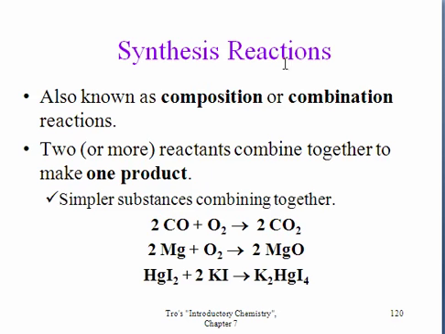So here are examples of some synthesis reactions. When we have carbon monoxide and oxygen reacting to form carbon dioxide, two substances forming one. This would also be a redox reaction, but according to what we've looked at, this would also fall into synthesis. Here we have magnesium and oxygen forming magnesium oxide, two substances forming one. Again, this would be a redox reaction because we have a metal and a nonmetal. And here we have mercury(II) iodide reacting with potassium iodide to form one compound. All of these are examples of synthesis reactions.